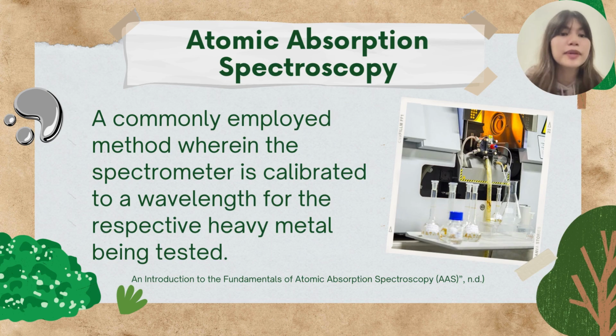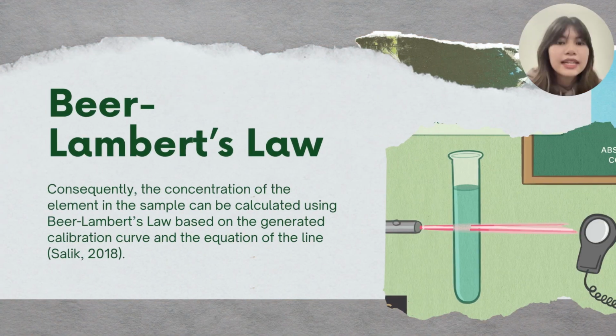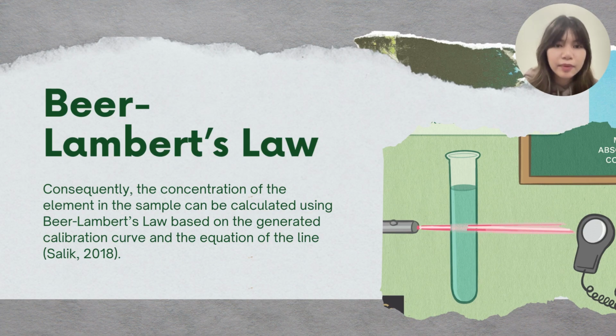Atomic absorption spectroscopy is a commonly employed method wherein the spectrometer is calibrated to a wavelength for the respective heavy metal being tested. Based on the amount of light absorbed, presence of a particular element in the material can be determined by matching it with known standard. Consequently, the concentration of the element in the sample can be calculated using Beer-Lambert's law based on the generated calibration curve and the equation of the line.